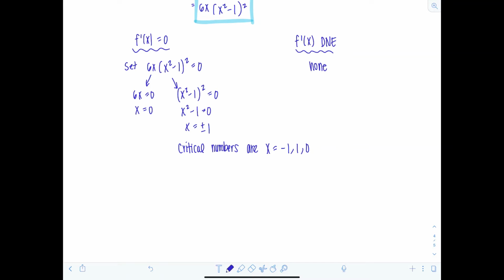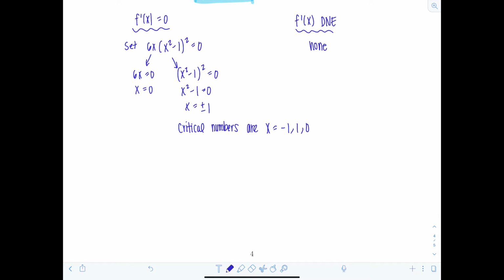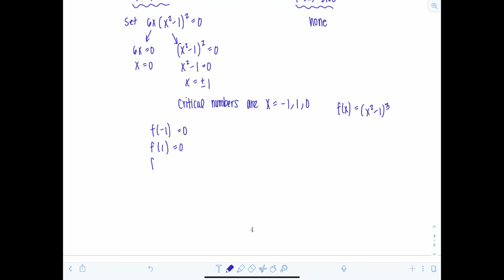Now from here, I have to plug these into the original function f of x and compare what the y values or the function values are. So let's remember f of x was x squared minus 1 cubed. Okay, so f of -1 is 0. f of +1 is also 0. And f of 0 is -1. So we're going to put these on the back burner.